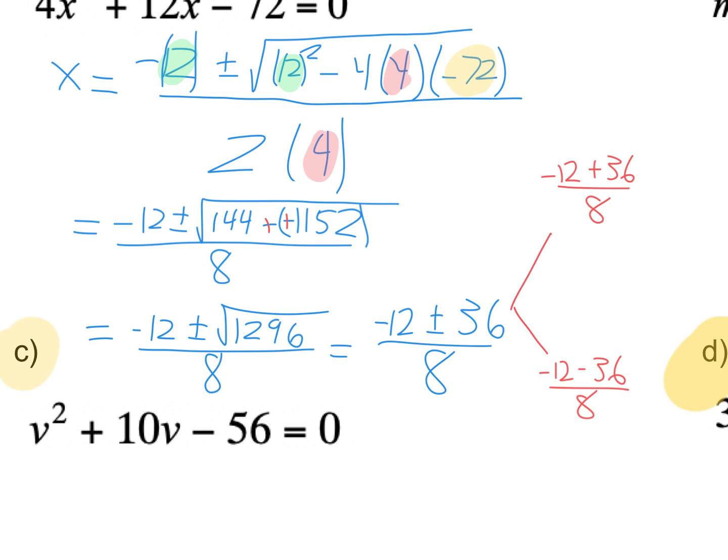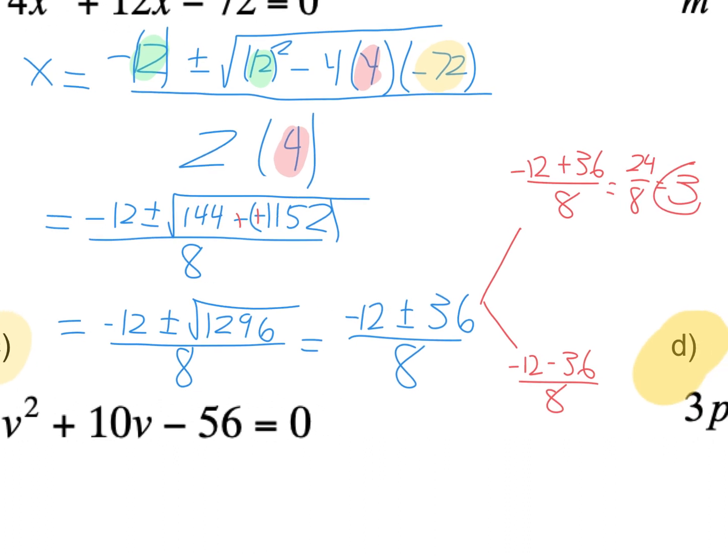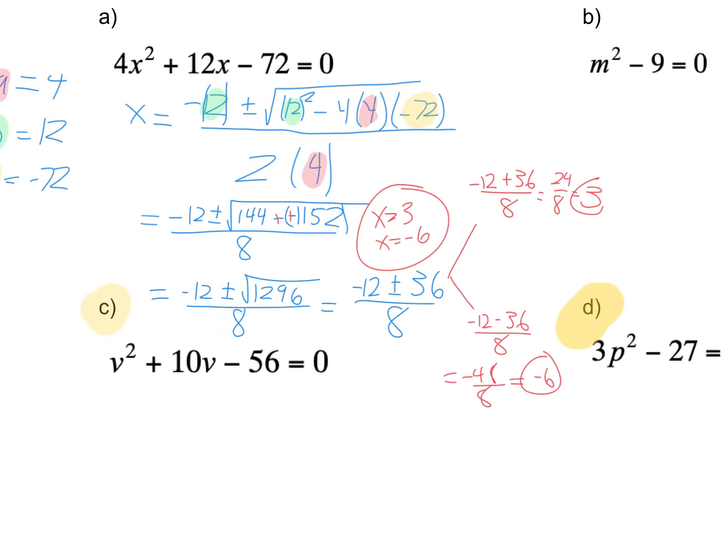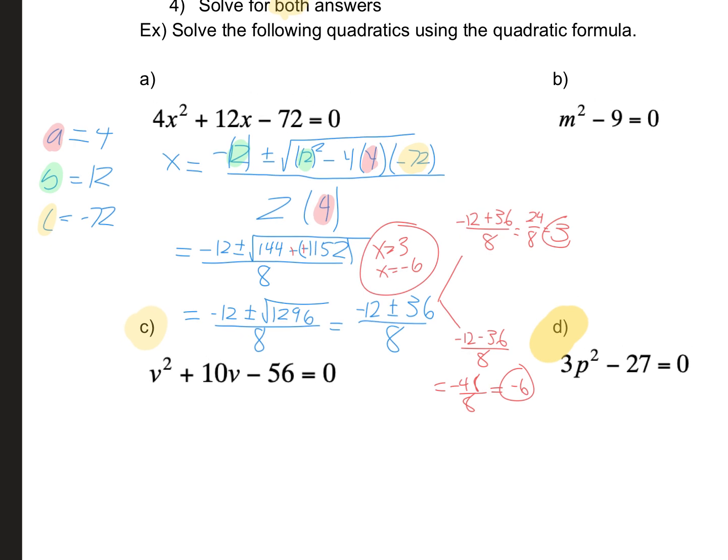So doing that, I simplify my numerator up here. Negative 12 plus 36 is 24, and 24 divided by 8 is 3. So that's my first answer, 3. And then down here, negative 12 minus 36, that gets me negative 48, and negative 48 divided by 8 is negative 6. So my 2 answers are 3 and negative 6. So x equals 3, x equals negative 6. So that is how we use the quadratic formula.